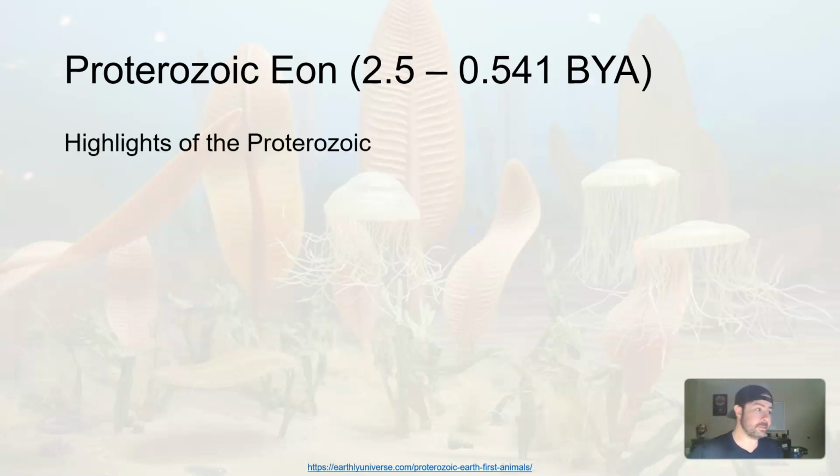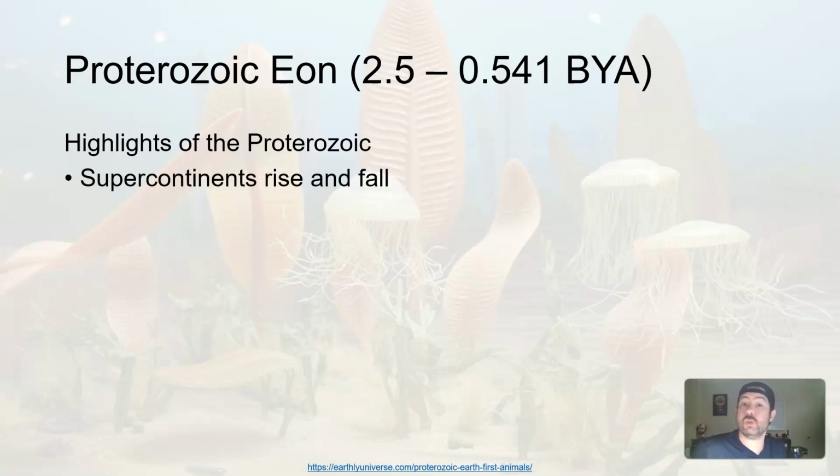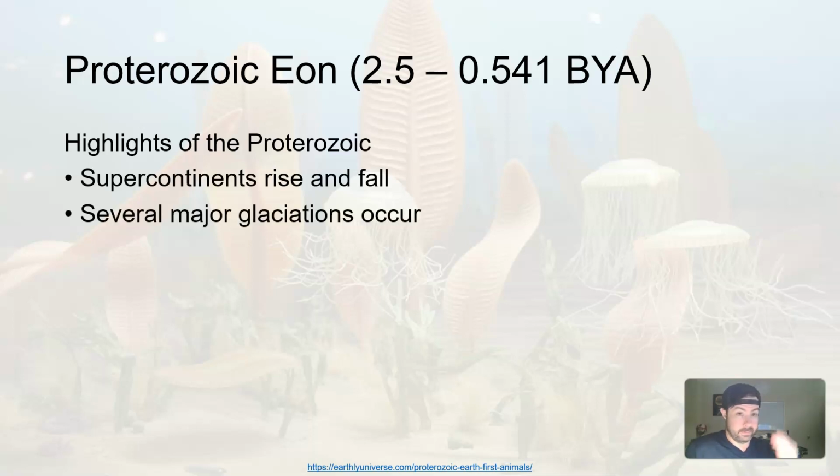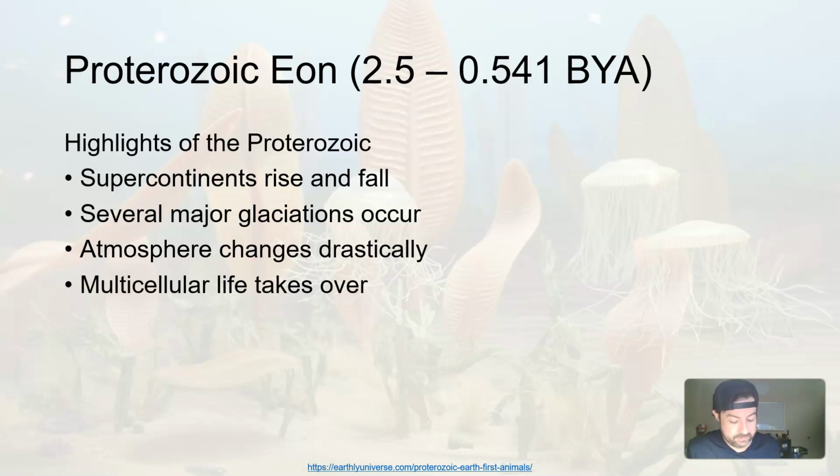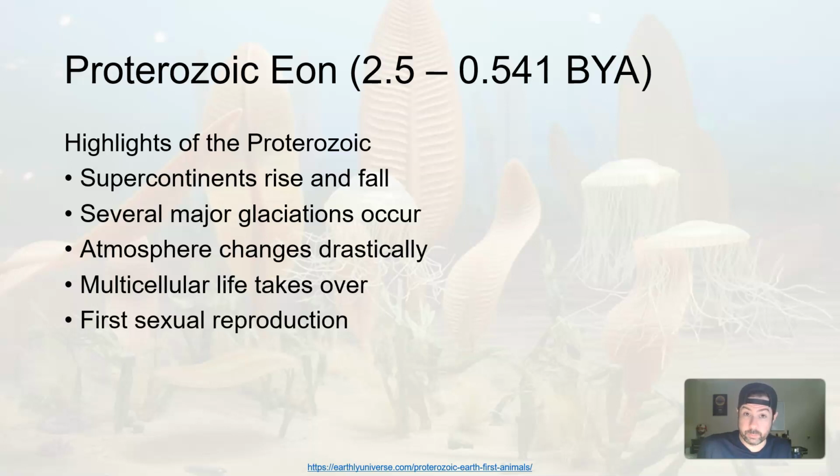Okay. So some highlights from the Proterozoic. We start to get the rise and fall of supercontinents. More on that in this and following units. The beginning of several major glaciations occur. The atmosphere changes drastically during this eon. We start leaving single-celled only life. We start to get the rise of multicellular life, which takes over. Sexual reproduction, passing on DNA traits. And we get the very first animals, finally.